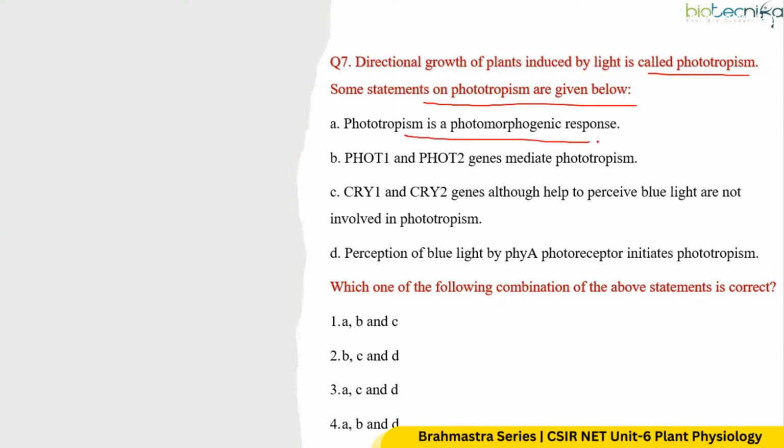Phototropism is a photomorphogenic response. FOT1 and FOT2 genes will mediate phototropism. Cry1 and Cry2 genes, although they help to perceive blue light, are not involved in phototropism. Perception of blue light by phytochrome A photoreceptor initiates phototropism. Identify the correct combination of statements among the following.